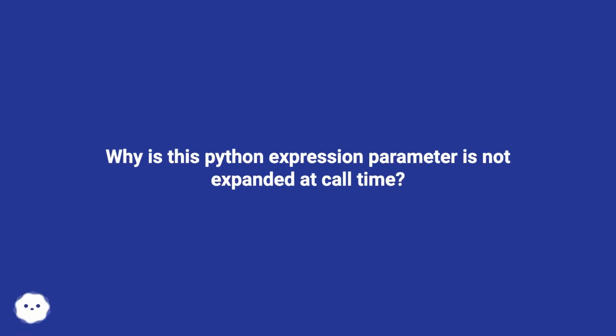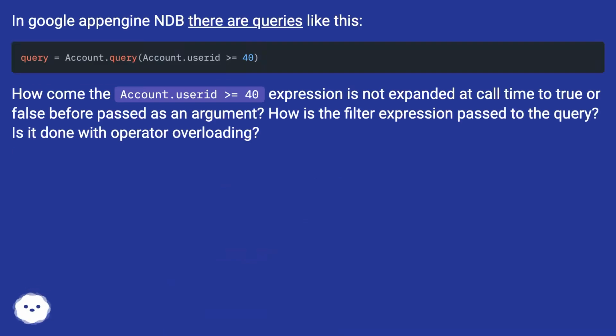Why is this Python expression parameter not expanded at call time? In Google App Engine and DB there are queries like this. How come the account.useRead >= 40 expression is not expanded at call time to true or false before being passed as an argument? How is the filter expression passed to the query? Is it done with operator overloading?